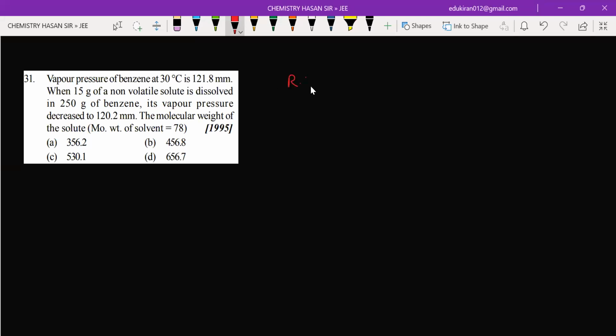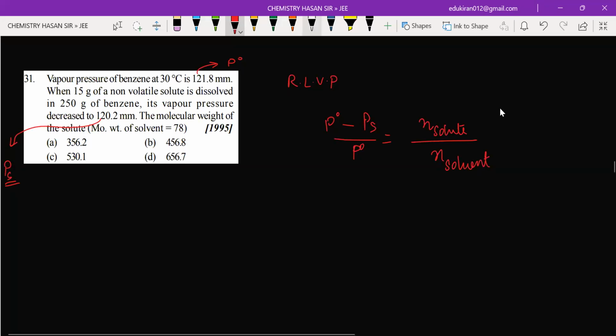RLVP is a colligative property. You can see this is the pure pressure, that is P naught, and this is the final pressure after adding a non-volatile solute. This is the pressure of the solution. So P naught minus PS upon P naught will be equal to the mole fraction of solute, that is the number of moles of solute upon number of moles of solvent. We can ignore the number of moles of solute in the denominator as we did in the previous question, because the amount is very small. Now you can see this is the given mass of solute upon the molar mass of the solute.